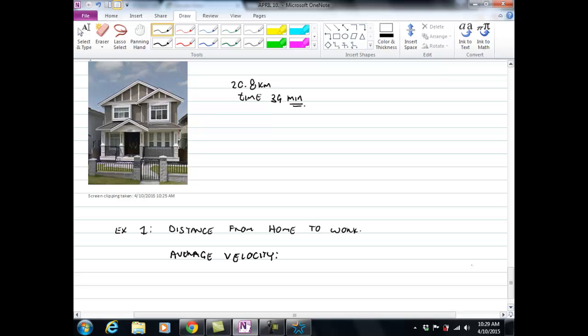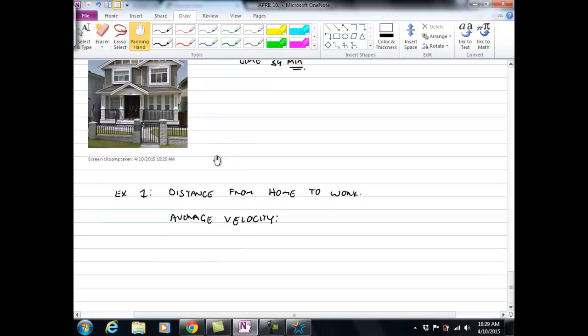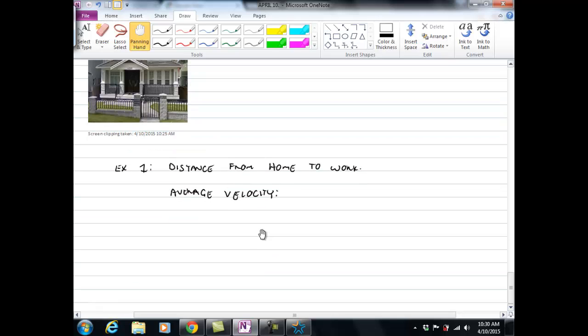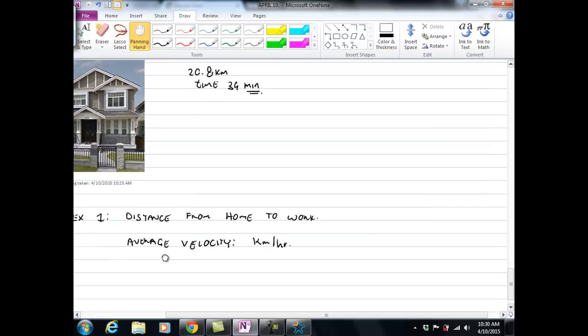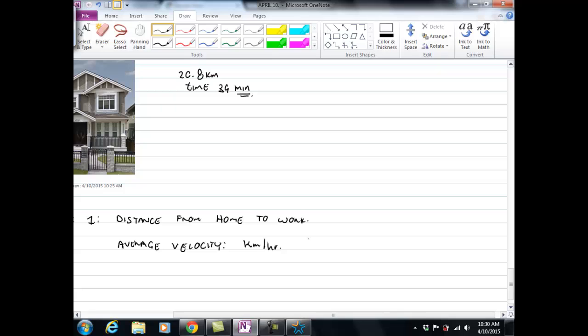No, kilometers per hour. Because when you calculate speeding, cops do not pay you to say, hey, you're traveling 2 kilometers per minute over the speed limit. No. 15 meters per second, please. Velocity is in terms of kilometers per hour, which is equal to 20.8 kilometers over.